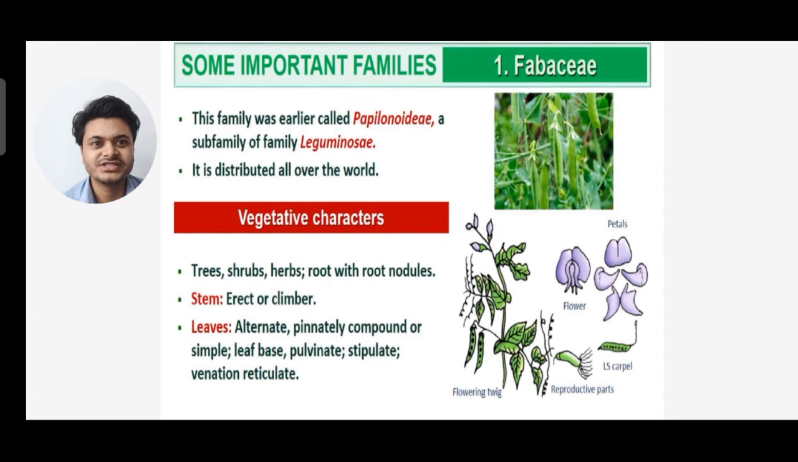Now let's see its vegetative characters. On the right-hand side there is an example of Fabaceae. Vegetative characters: they are trees, shrubs, herbs, with roots bearing root nodules. Stems are erect or climber. Leaves are alternate, pinnately compound or simple. Leaf base is pulvinate, stipulate, and venation is reticulate. You can see the reticulate venation in the leaves.